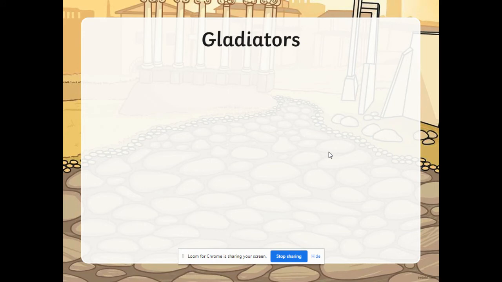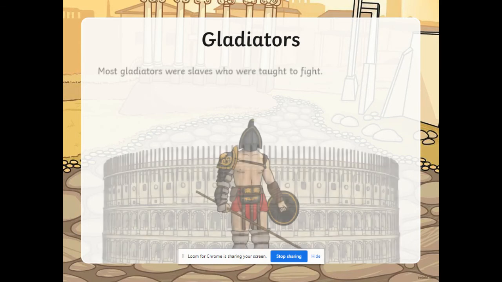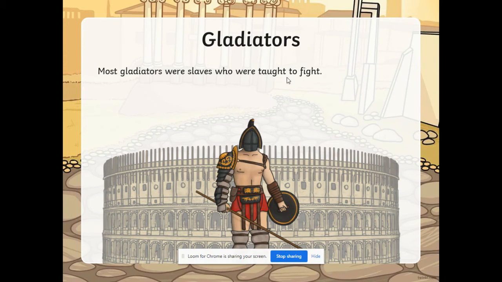We're going to look quickly at gladiators now, but we'll be doing it again in a couple of lessons' time. Most gladiators were slaves who were taught to fight. So this is a prime example of a gladiator. He was usually strong. They trained a lot. They usually got fed well because they had to fight. So they were fed well, they were treated well.